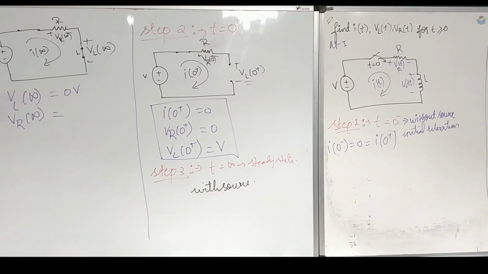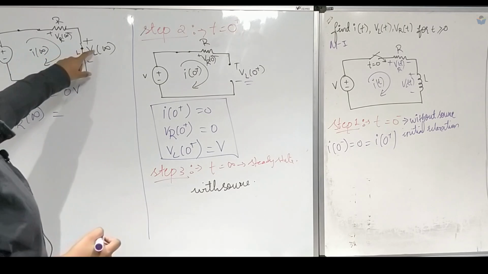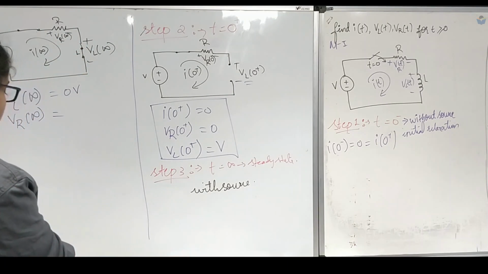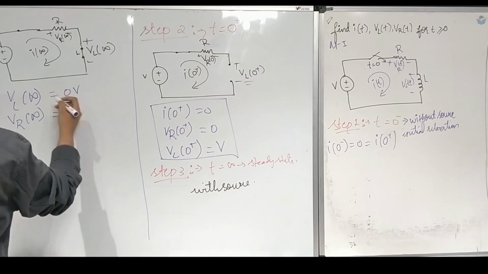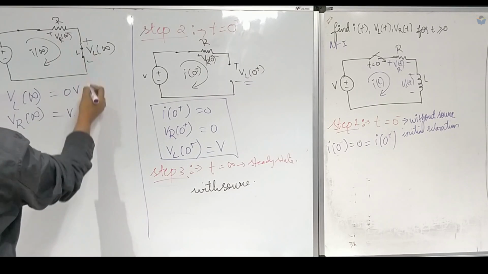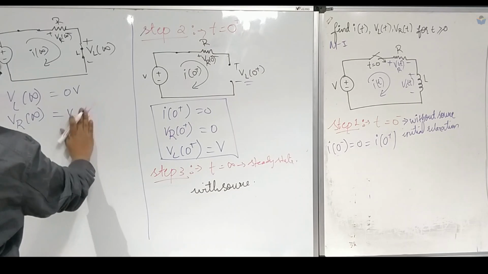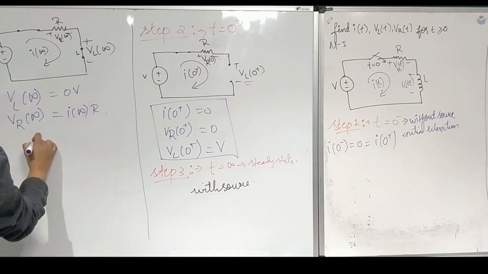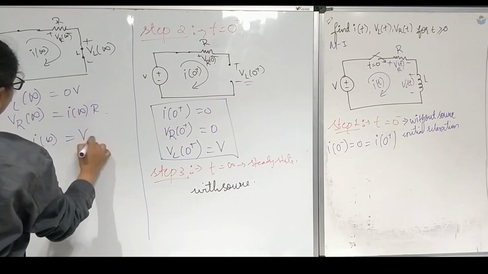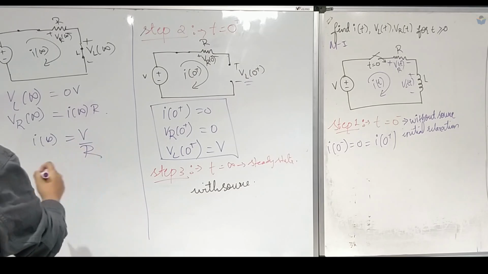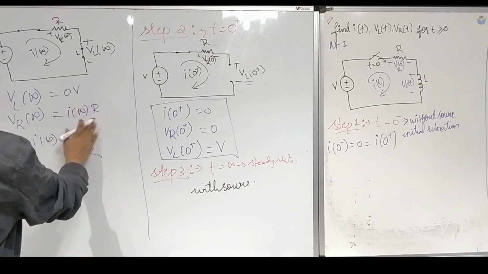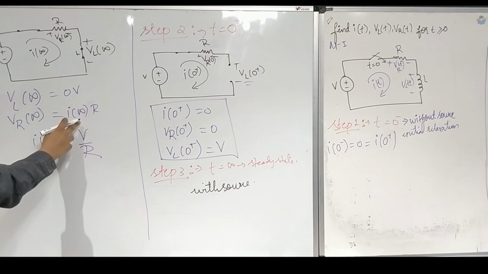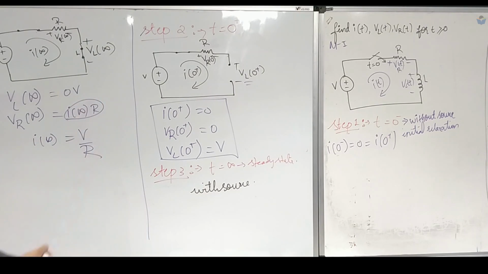So that will be equal to how much? Here there is no voltage drop, but definitely at VR of infinite there will be a voltage drop. And what is it? I into R. We can take I of infinite into R. So what will be I of infinite? V by R, right? So VR of infinite is I infinite into R, but now for this one, what will happen? This is nothing but equal to V, right?